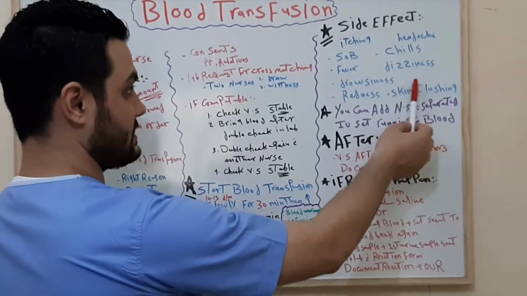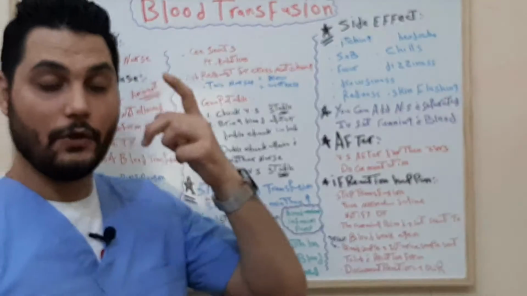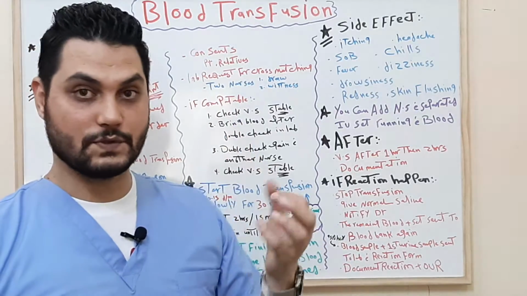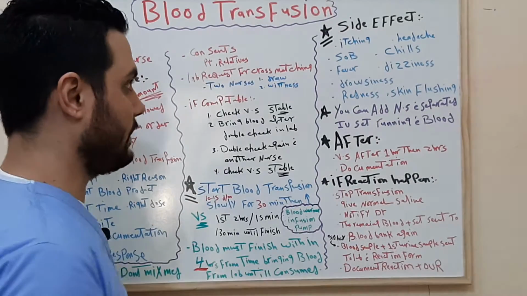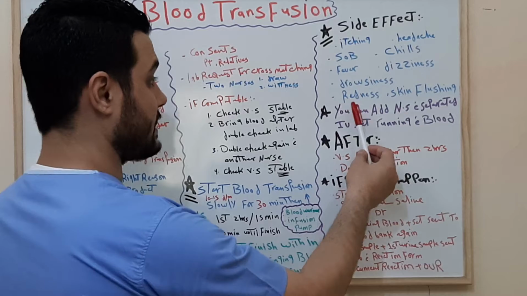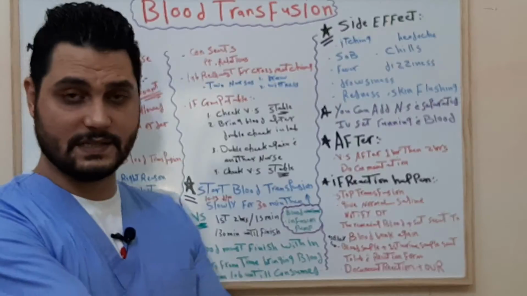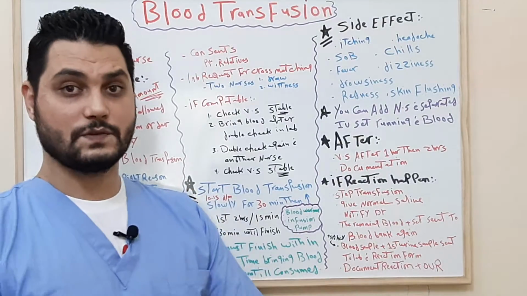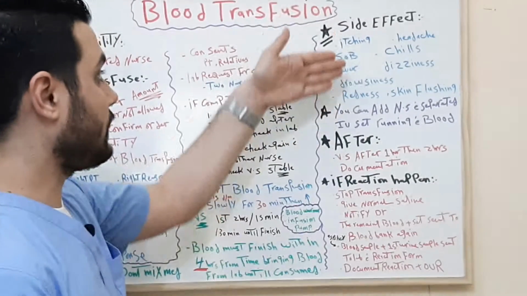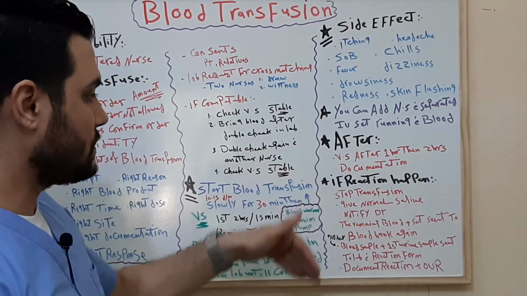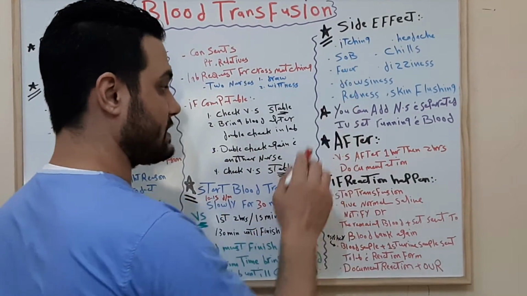The patient has dizziness or drowsiness. Your patient feels not good, starts to be confused. This is a side effect of transfusion. The patient has redness or skin flushing, redness at the site of transfusion. This is a side effect. If you find any one of these, you must do the next steps.